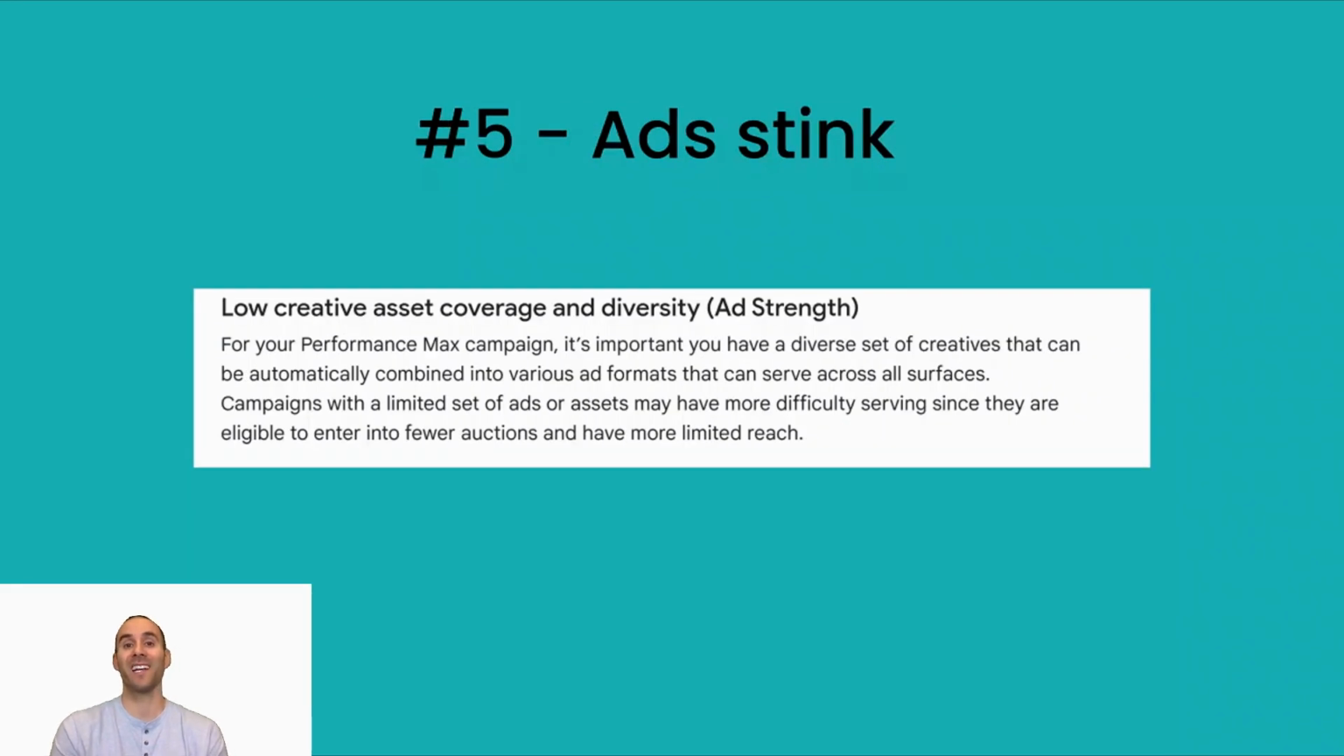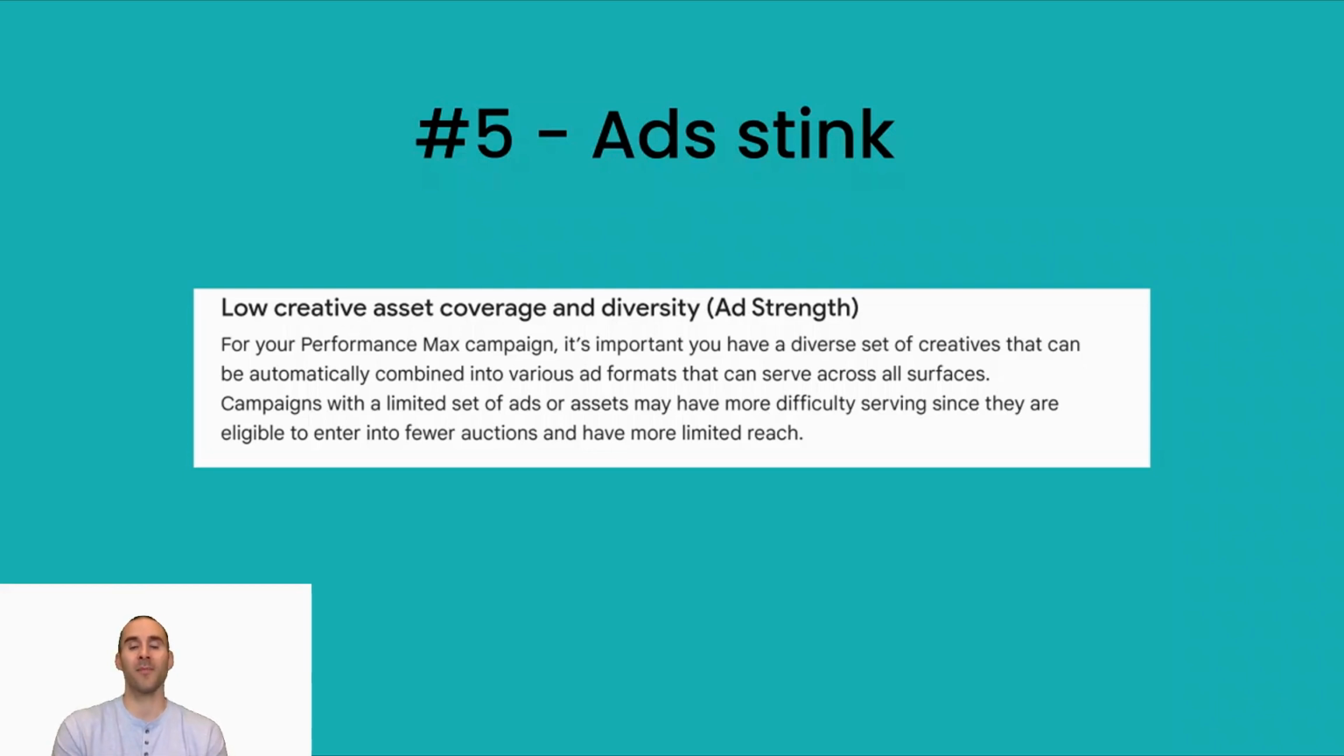Number 5, the next reason why your Performance Max campaign might be slow is because your ads stink. As Google calls it, you might have low creative asset coverage and diversity, which is also known as ad strength. So if you were a customer and you were seeing the images or you were seeing the text that you were writing for your ads, is it worthy of being clicked on?